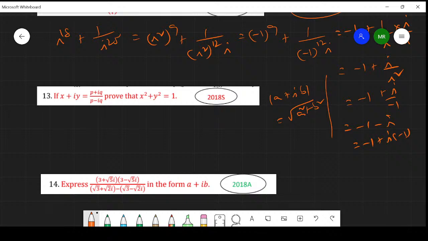So to do this problem, I will take modulus on both the sides. Mod of x plus iy equal to mod of p plus I cube by mod of p minus I cube. Apply mod on both sides and use this formula. Left hand side is root of x square plus y square. On this side, I can write mod p plus I cube by mod p minus I cube.